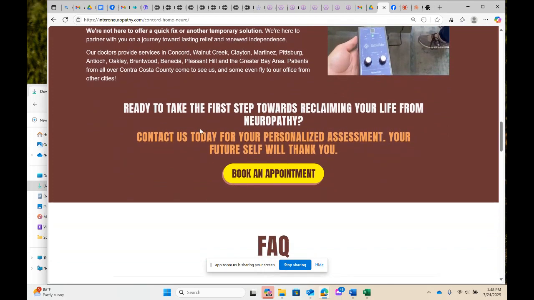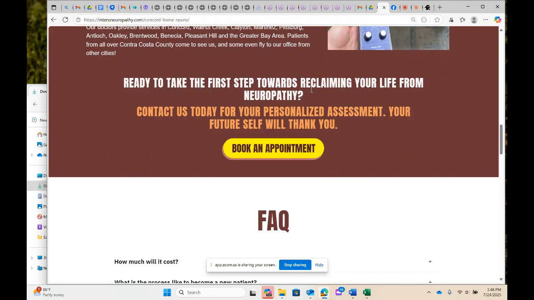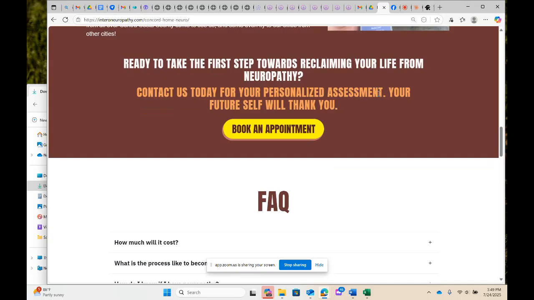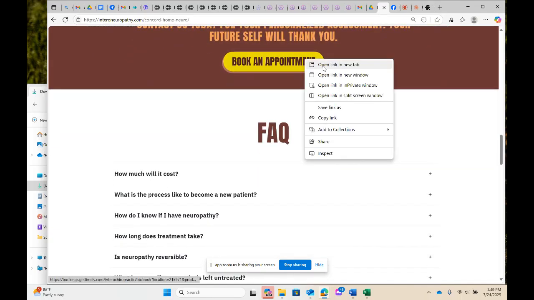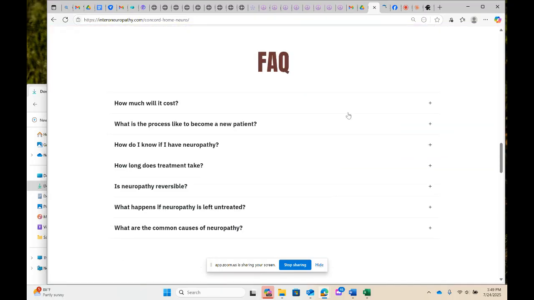Our doctors provide services in Concord, Walnut Creek, and more. Nice. So they got city names in here, so it's also good for SEO. Ready to take the first step towards reclaiming your life from neuropathy? Contact us today for your personalized assessment. So they get a personalized assessment. Your future self will thank you. Let's book an appointment and see what that experience is like.